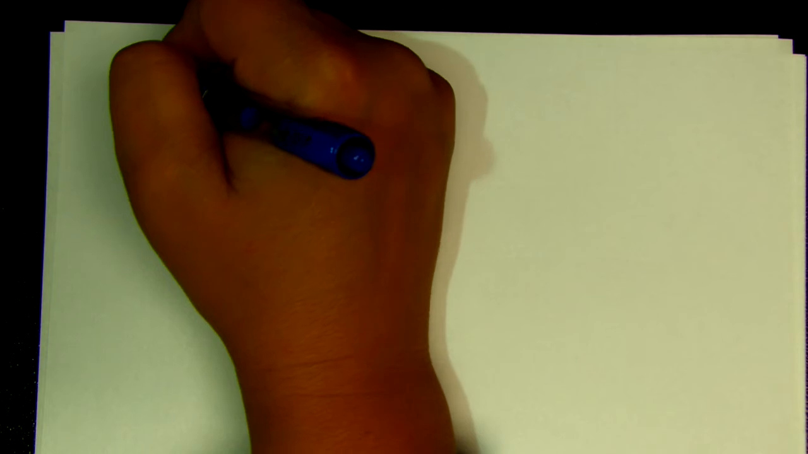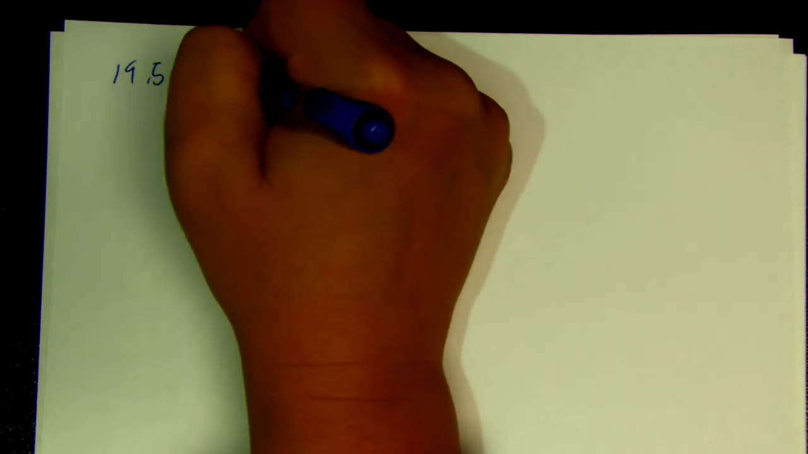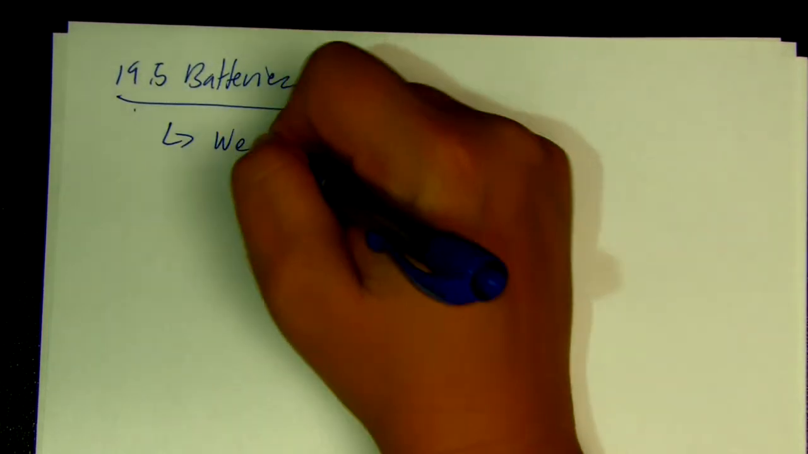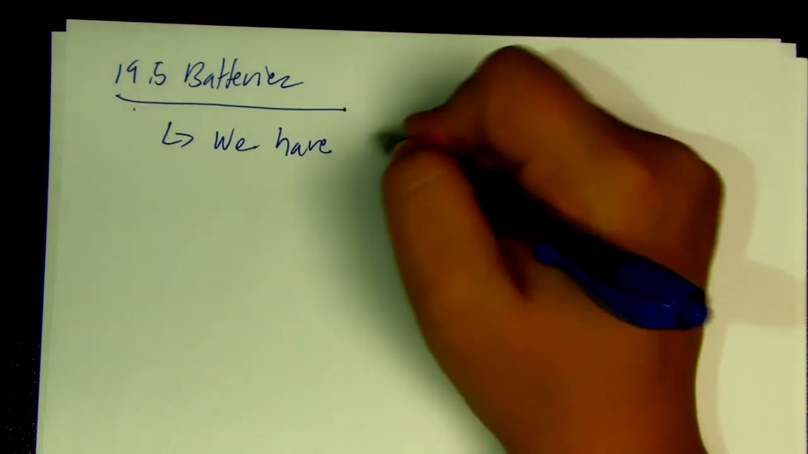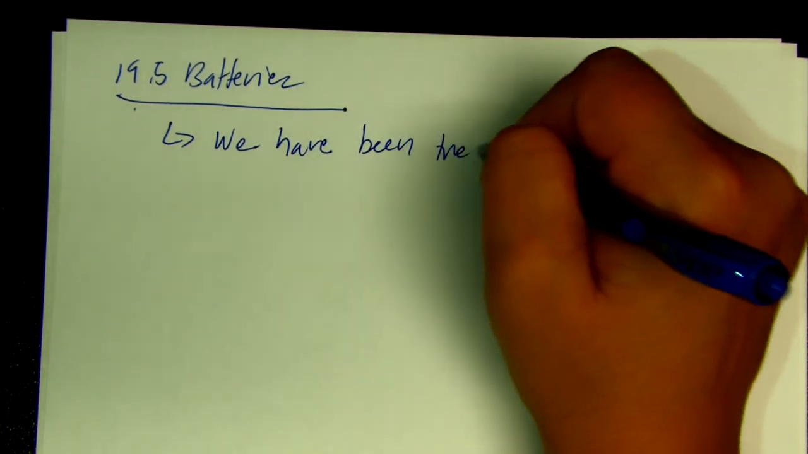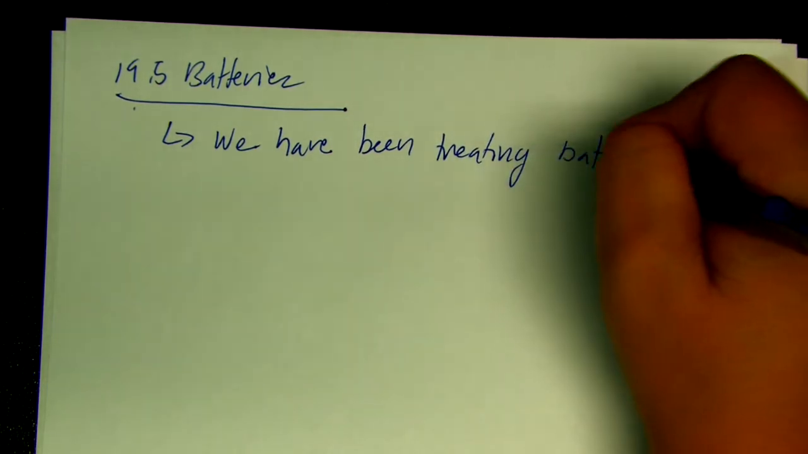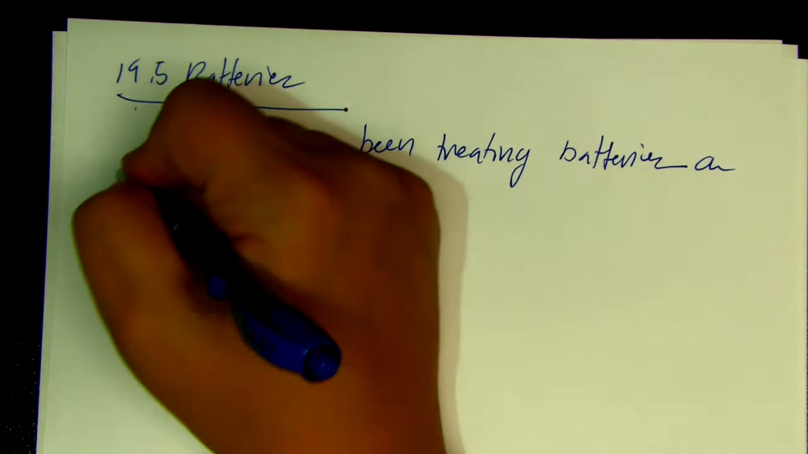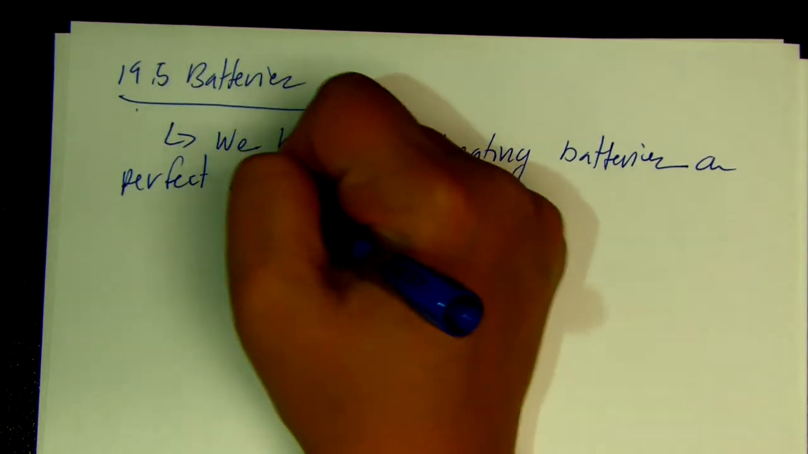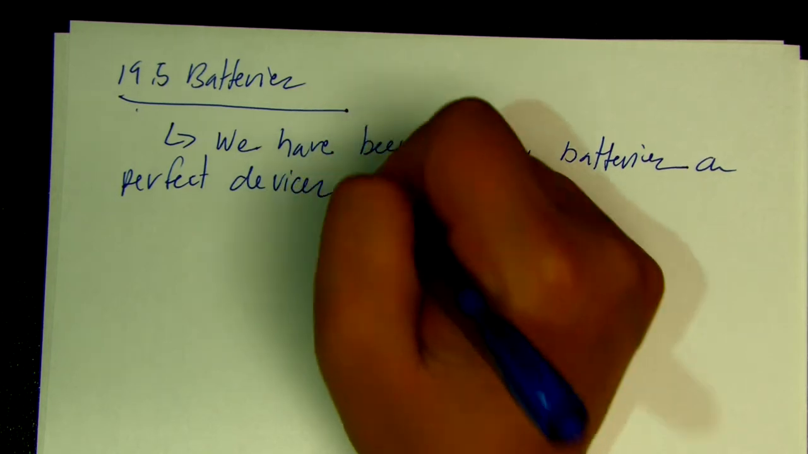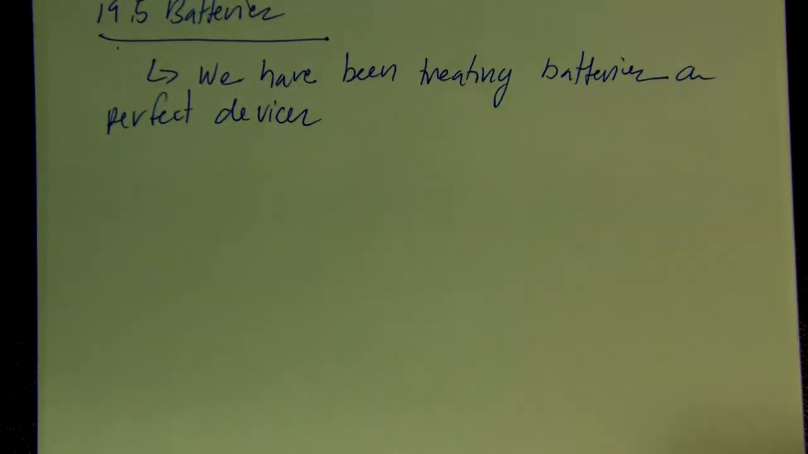All right, so continuing our discussion of circuit elements, let's look in more detail at batteries. Up till now, we have been treating batteries as perfect devices that have no resistance and pay their rent on time and do everything you want them to. And of course, that is not actually the case in real life.